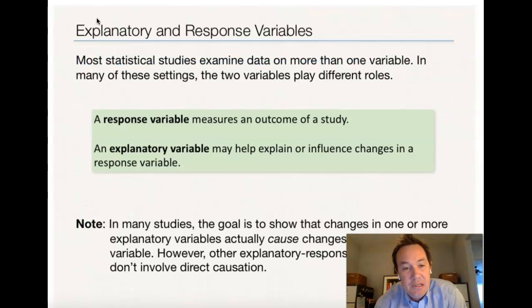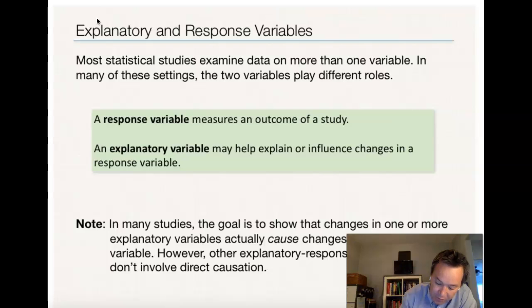So a couple important terms to get down. We're going to be moving from here into statistical studies. So this is kind of the beginning of that vocabulary. A response variable is measuring an outcome of a study, and the explanatory variable may help explain or influence changes in a response variable. So generally, we put the explanatory variable on the x-axis, right? When you're in algebra, we call this the independent variable. We put the response variable on the y-axis.